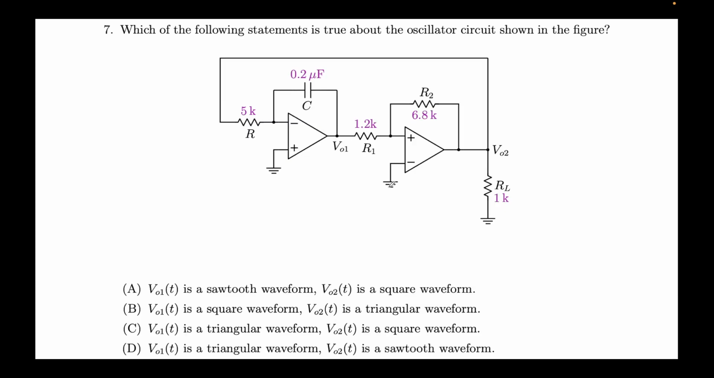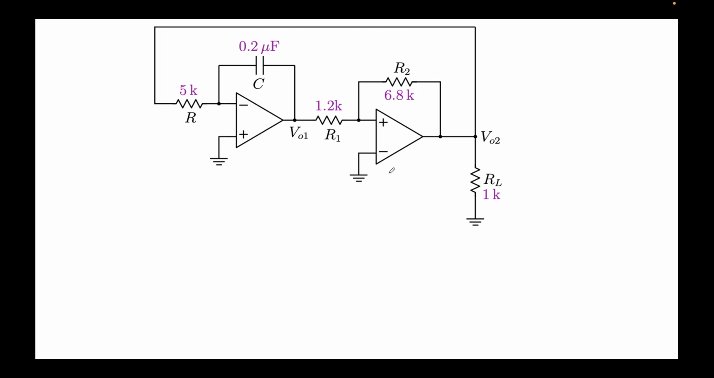Okay. Now jumping to the next 6 problems, which are together, so it's just one big whole bunch, and then we'll solve them. The question says, which of the following statements is true about the oscillator circuit shown in the figure? So the problem says this is an oscillator circuit. The question asks us to predict the waveforms of V01 and V02, right? So let's do that. So this is the circuit.